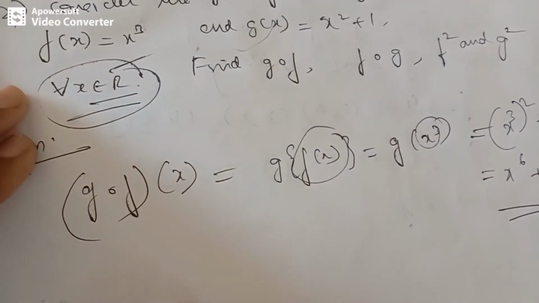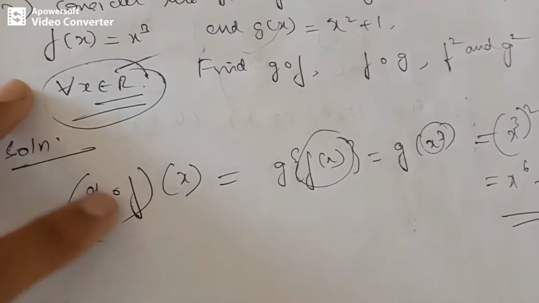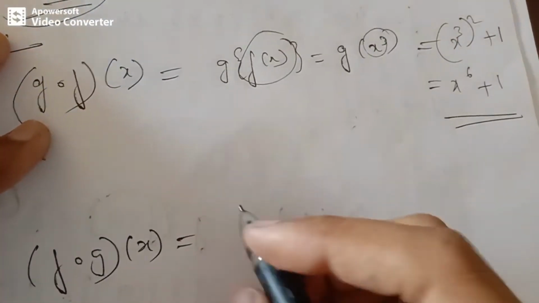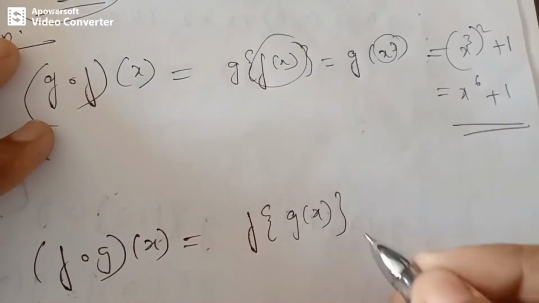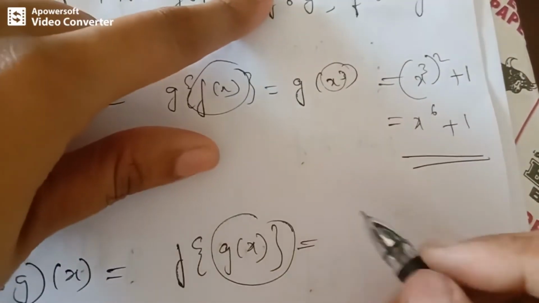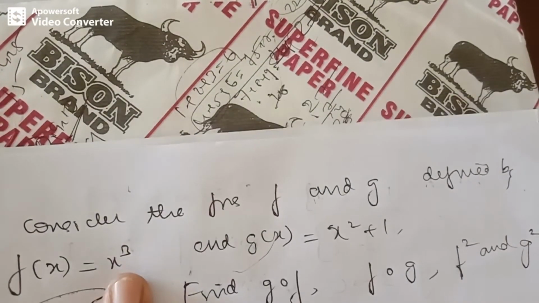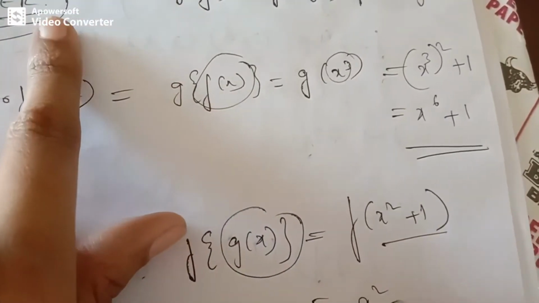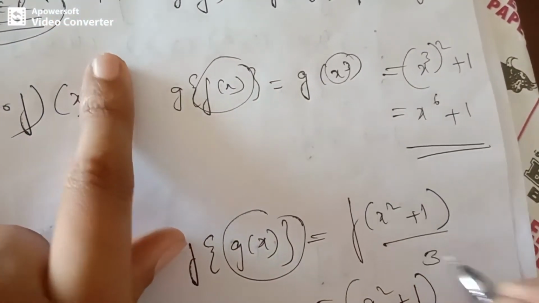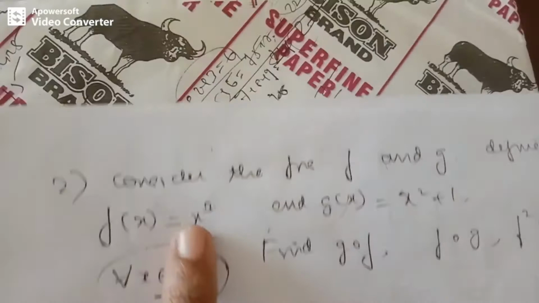So next, if we find f composite g of x, what is f composite g of x? It is nothing but f of g of x. So what is there in g of x? We have x square plus 1. So let's substitute that, f of x square plus 1. So what is f of x? X cube. So let's substitute x square plus 1 in place of x. We have to write x square plus 1 the whole cube.